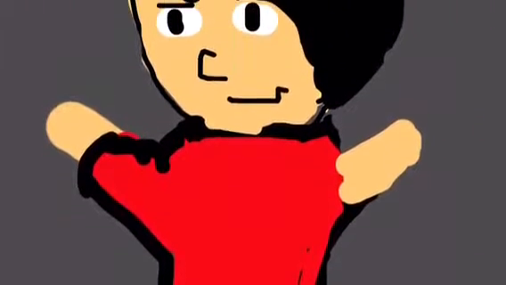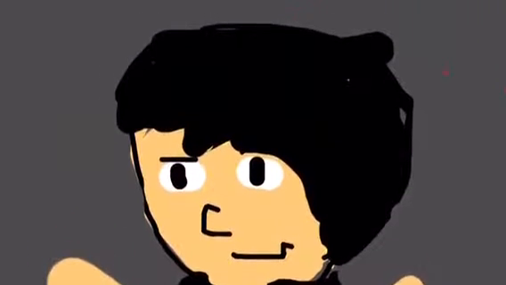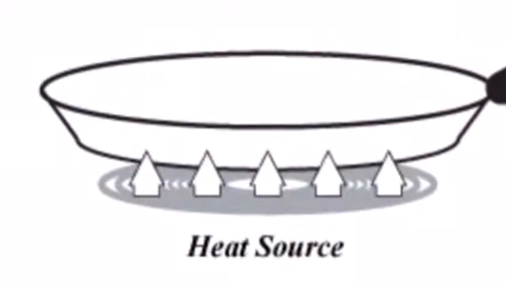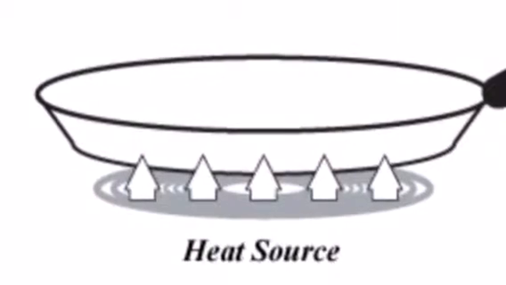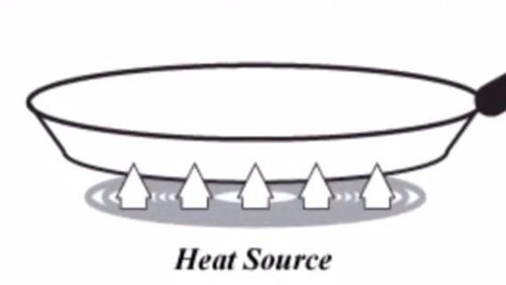I'm George Seraphin. Today we are going to be talking about the three ways that heat is transferred: conduction, convection, and radiation. We are first going to be talking about conduction. Conduction is the transfer of heat between two different substances in direct contact. It also can be in any state of matter, solid, liquid, or gas.